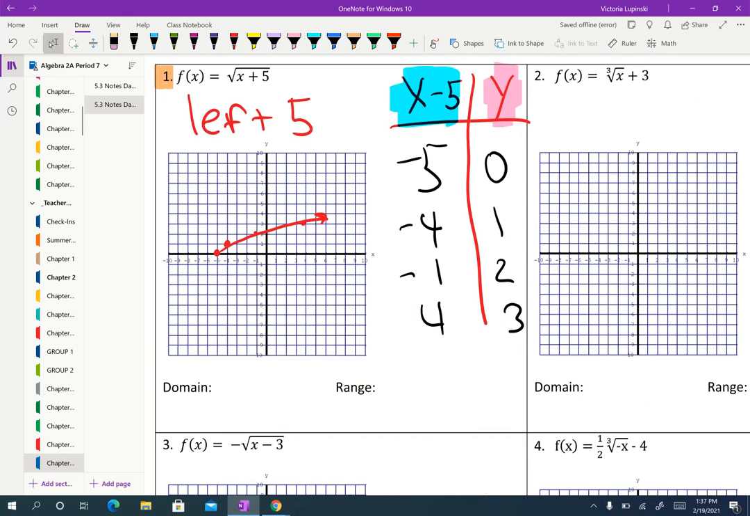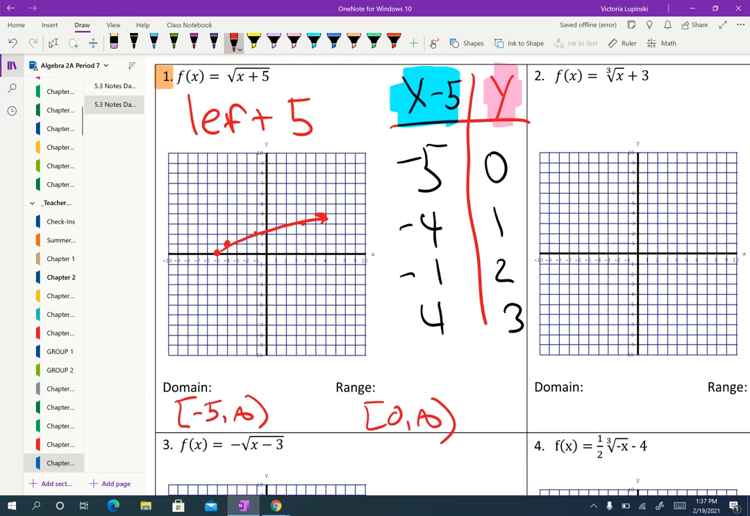Once you have your brand new graph, go ahead and find for me the brand new domain. Because you moved 5 to the left, you moved your domain 5 to the left. So your domain is going to be negative 5 to infinity. Your range did not change because there was no up or down movement. So your range is still going to be 0 to infinity.